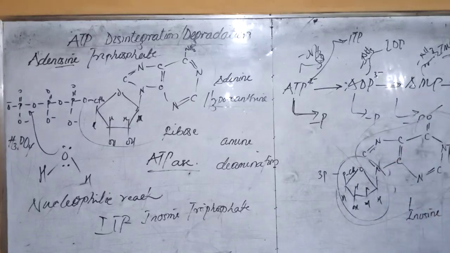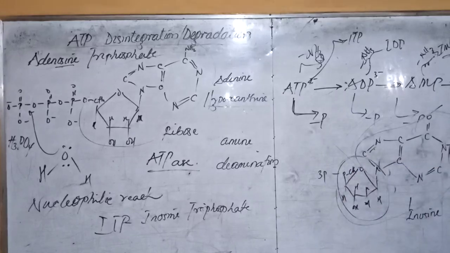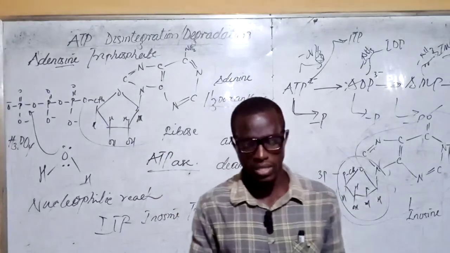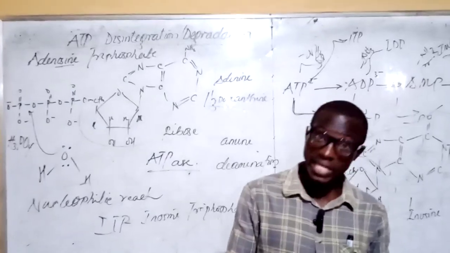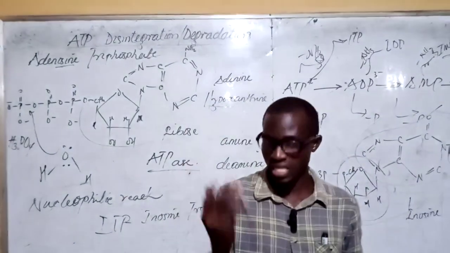So this guy alone is what you call hypoxanthine. Notice inosine is hypoxanthine plus ribose sugar. So without the ribose sugar, this guy is hypoxanthine. And this is the simple analysis, the breakdown of how ATP gets degraded in the cell of a dead organism.